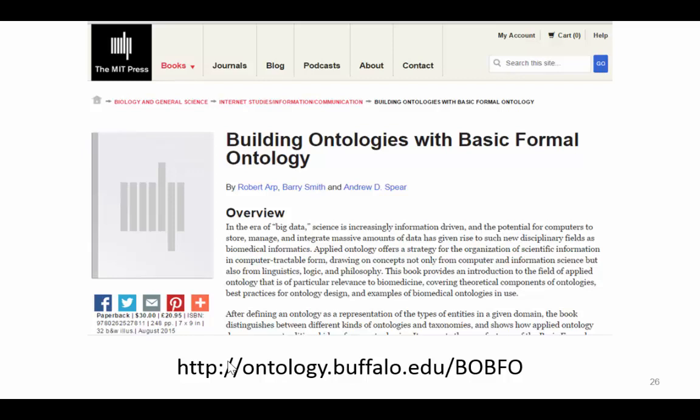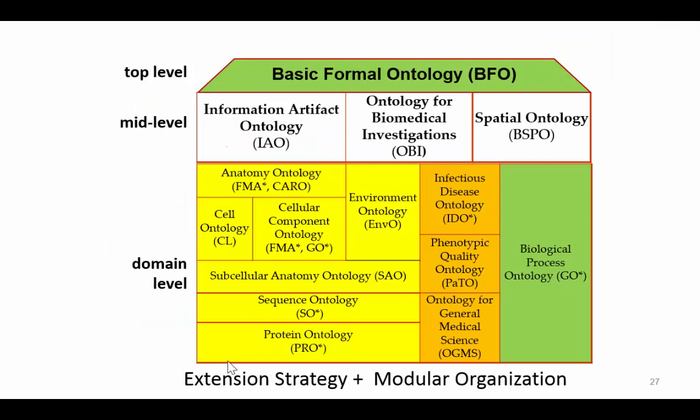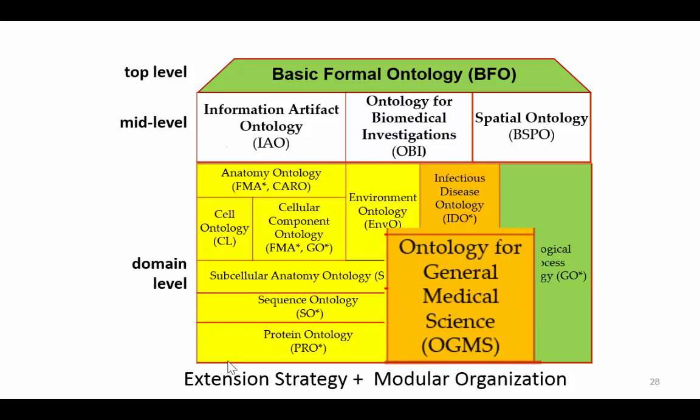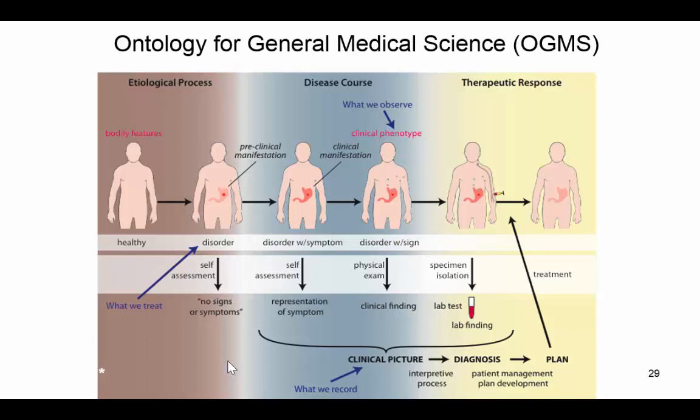So all of this is based on the Basic Formal Ontology, which contains simple terms like occurrent, continuant, function, object, process, and so forth, and shows how to use them to build domain ontologies like the protein ontology or the cell ontology, or, as we will get to in a minute, the emotion ontology. So the BFO comes at the top, and we populate downwards by defining terms at the lower levels using the structures established by means of the terms at the upper levels. And the ontology for general medical science is one of the new ontologies that we've created, which will illustrate the strategy here. So this is the big picture.